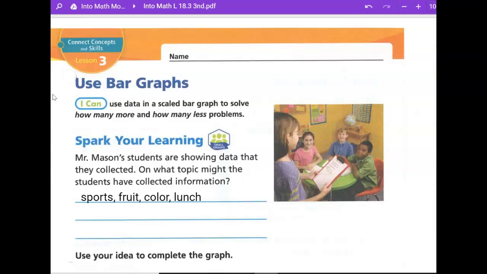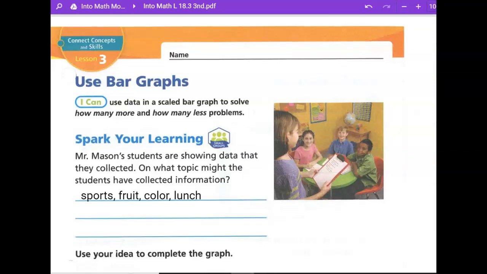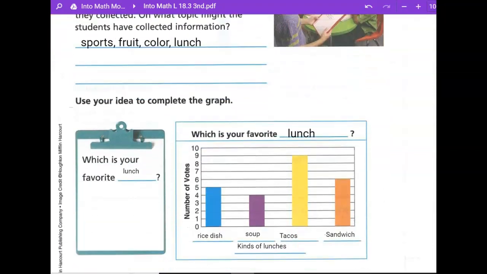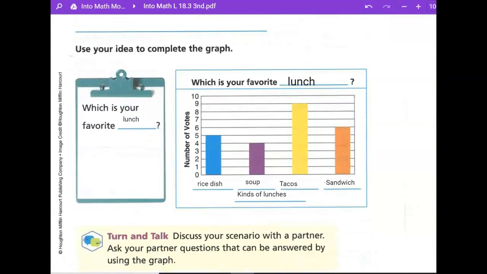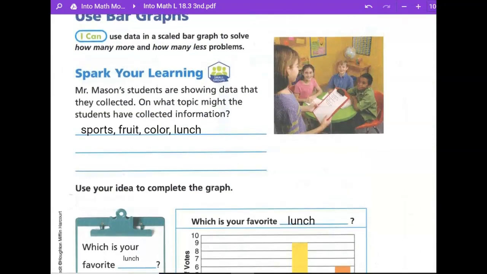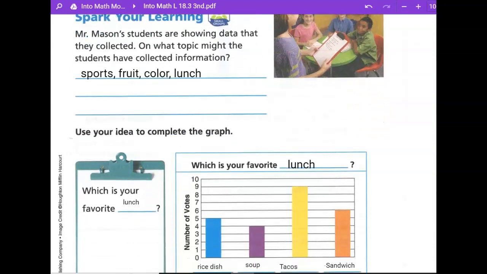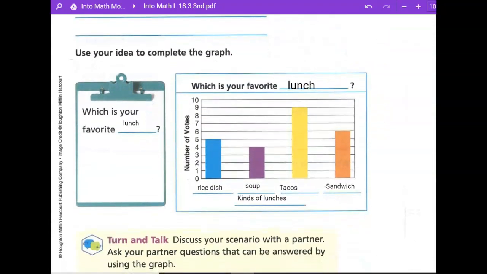So maybe they collected it on their favorite sport, or their favorite fruit, or their favorite color, or their favorite lunch. So we're going to go down here. If you're at home, you might want to stop and write those down or come up with your own ideas. On our clipboard, we're going to choose which is your favorite lunch. Okay, we're going to put that in the top of our graph.